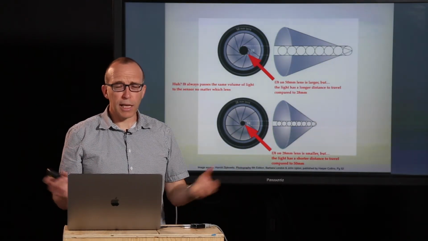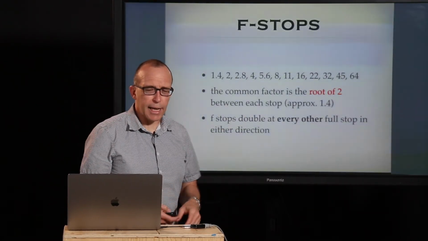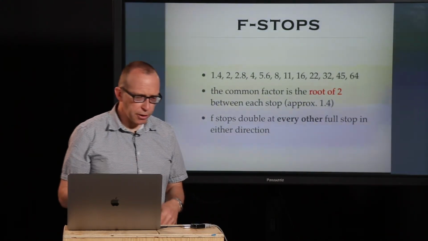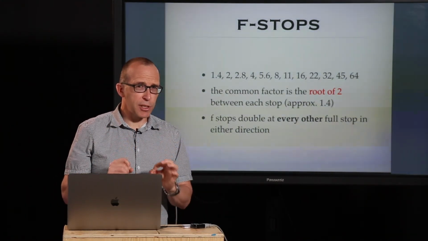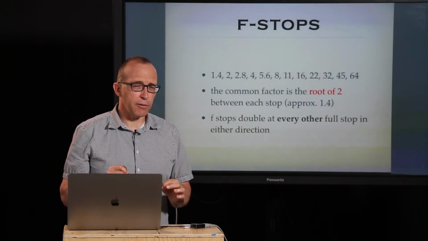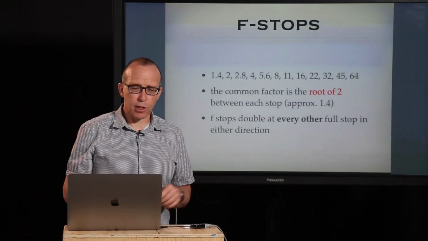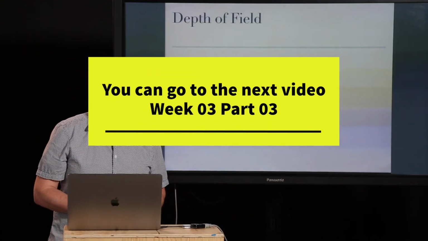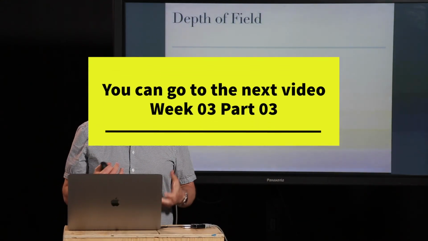So that's why when you look at one lens and compare it to another, the actual aperture size might not be the same, even though they're both at the same f-stop. I'm going to skip this slide because we talked about that last week. And now we're going to talk about depth of field.